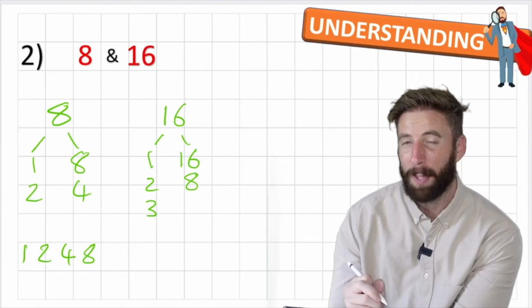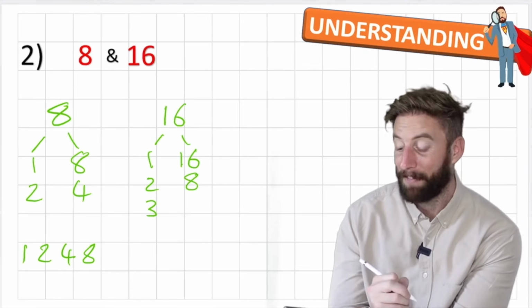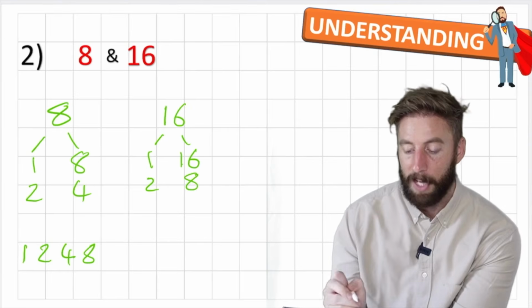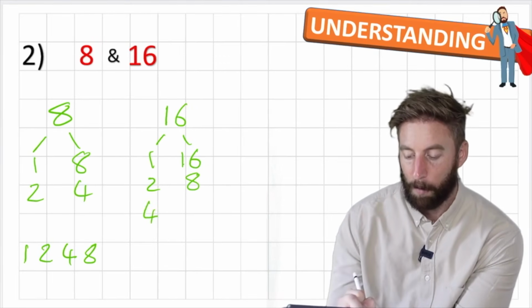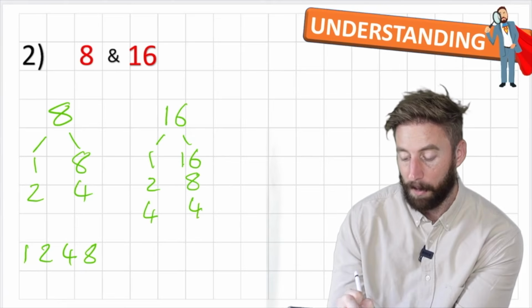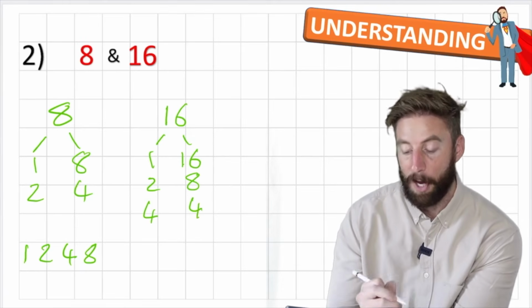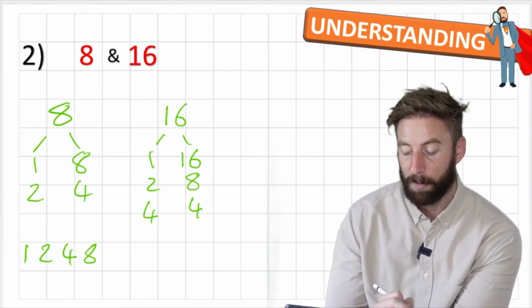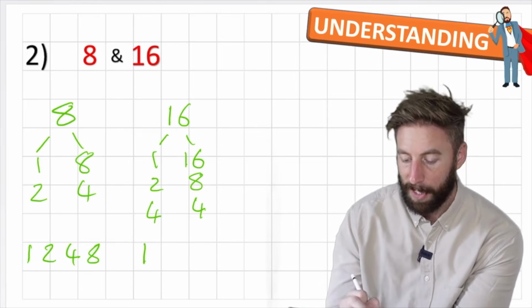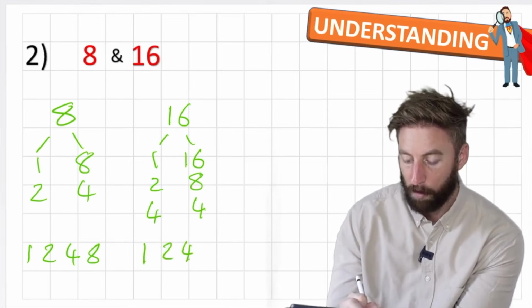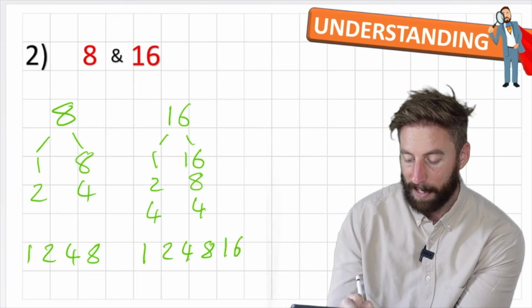Is 16 divisible by 3? 3, 6, 9, 12, 15. No, doesn't look like it. So 4. And then what do we multiply 4 by? Another 4. So therefore, I know that I've come to the end because I've already now used that other 4. So my factors of 16 are 1, 2, 4, 8, and 16.